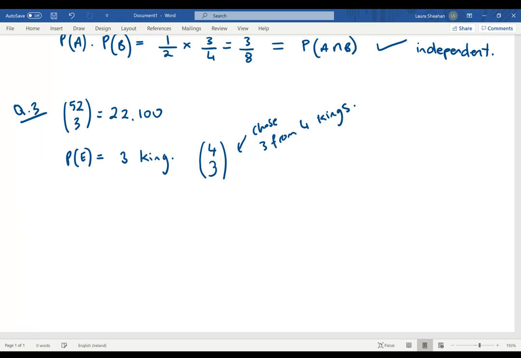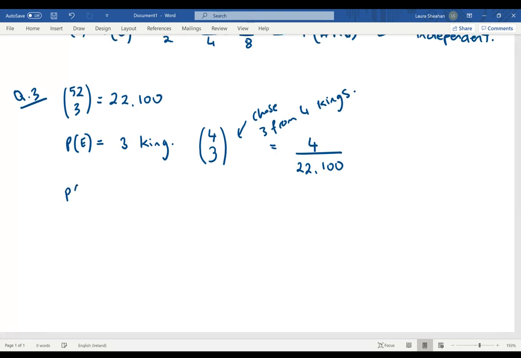Okay, there are 4 kings in a pack, so I'm choosing 3 from 4. That will get me 4 possible outcomes out of the total 22,100. Okay, the probability of F then. The probability of F is that there is exactly 1 heart, and the other 2 from different suits.